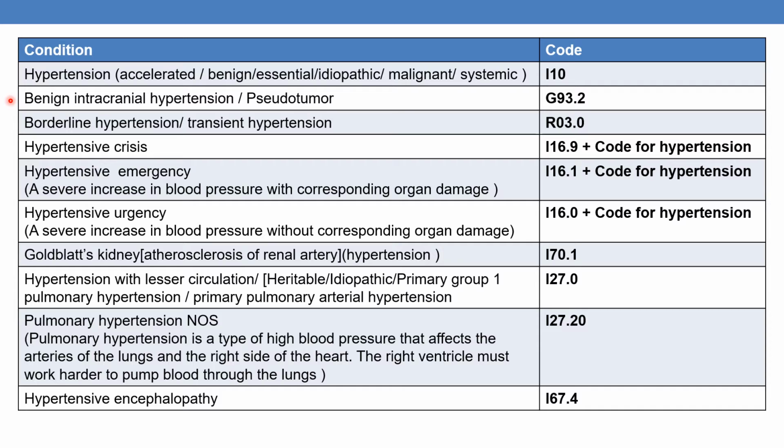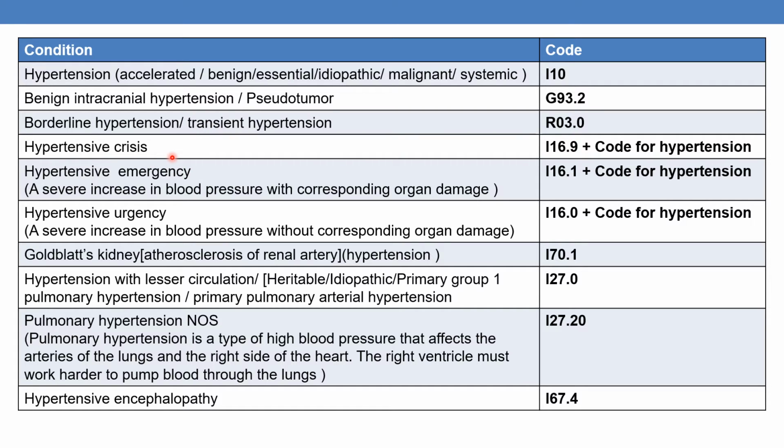And if it is documented as benign intracranial hypertension or pseudotumor, you need to code G93.2. And if it is documented as borderline hypertension or transient hypertension, transient is nothing but temporary, you need to code R03.0.